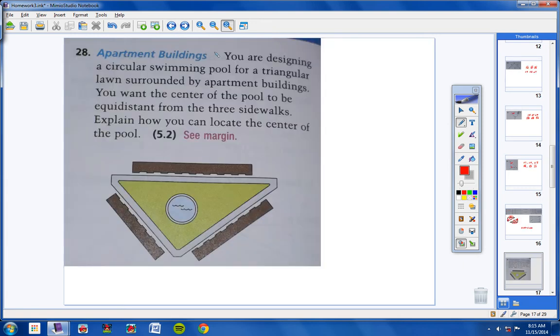Number 28. You're designing a circular swimming pool for a triangular lawn. You want the center of the pool to be equidistant from the three sidewalks. Explain how you can locate the center of this pool. Okay, students, listen to me carefully on this. You want the center of the pool to be equidistant from the three sides. That means perpendicular to the sides and equidistant, okay?